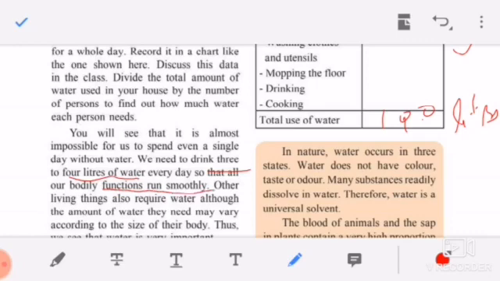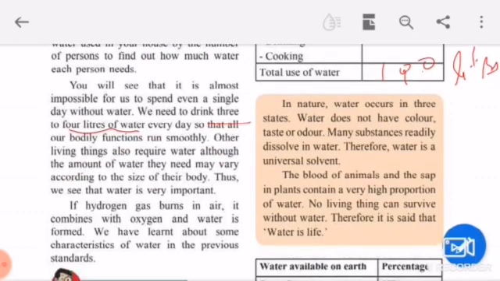There are many functions carried out in your body: digestion, respiration, circulation of blood. For running these functions smoothly, we should drink 3 to 4 liters of water every day. Then further they are saying other living things also require water, although the amount of water they need may vary according to the size of their body. Every living thing on this earth requires water: plants, animals, human beings. But the amount they need varies, which means it is different.